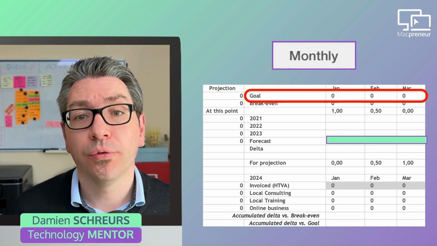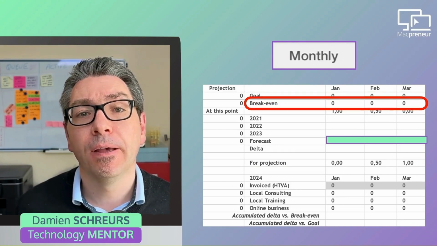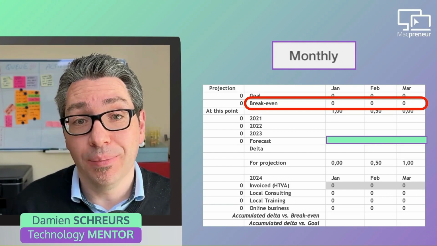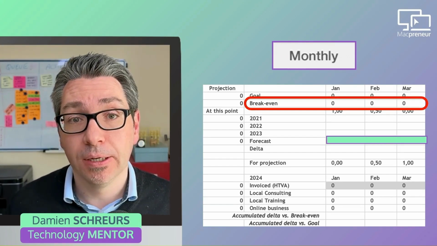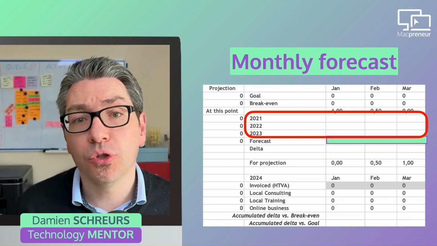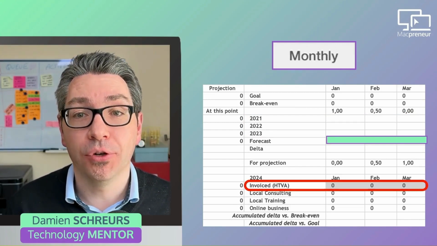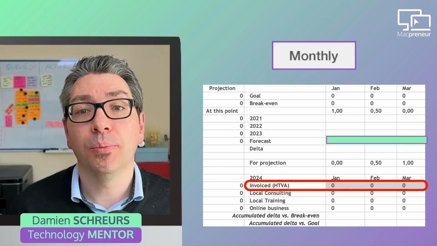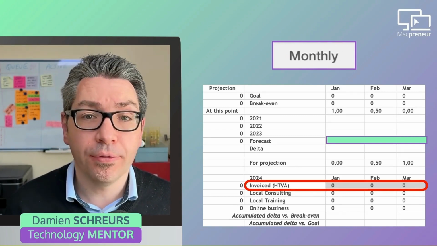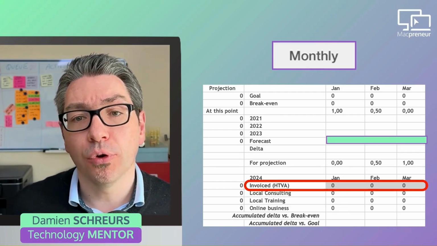First, the goals for each month, which are based on quarterly goals that are set in another part of that sheet. Second, the break-even amount for each month based on the forecasted expenses, which I will explain later. Third, historical figures from the past 3 years, which allows me to spot any seasonality effect. And fourth, the actual invoiced revenue. This last one is important because over the course of the year, I combine that value with the forecast to have a continuously evolving projection for the whole year.